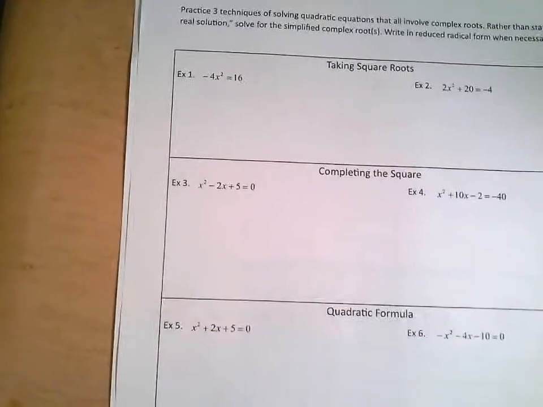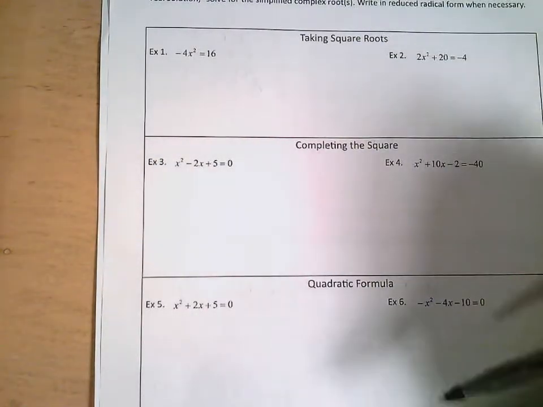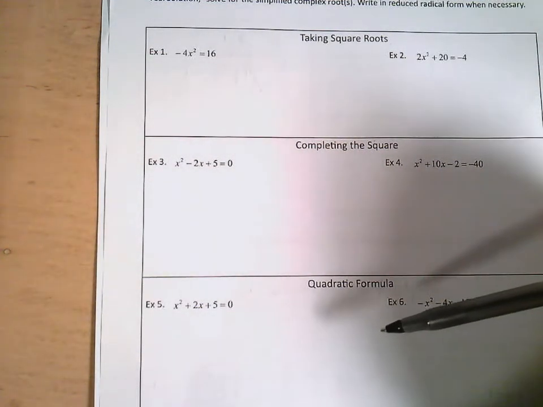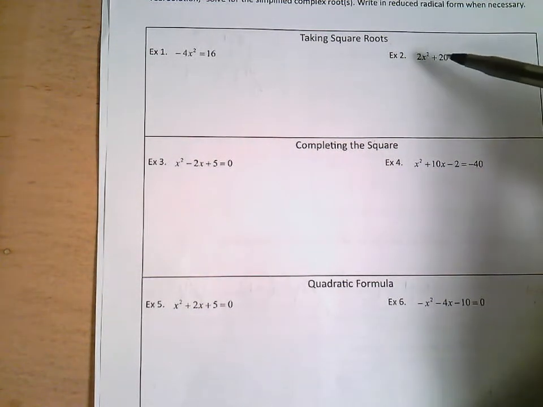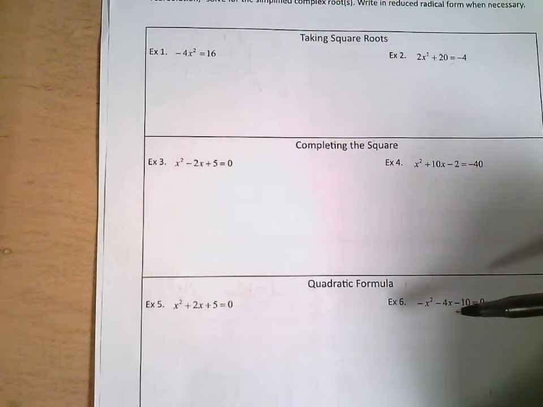So I'm going to do the odd examples on the back page and just remind you of some of the strategies you learned last year on how to solve a quadratic. They're going to have some complex answers. And then I'm going to have you try 2, 4, and 6 to send me as your assignment for Google Classroom to get credit for today.